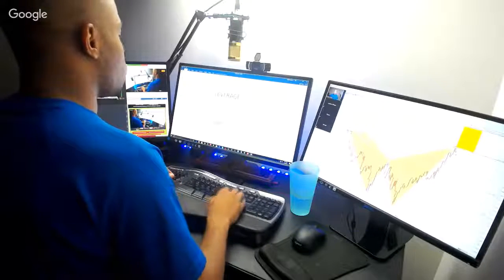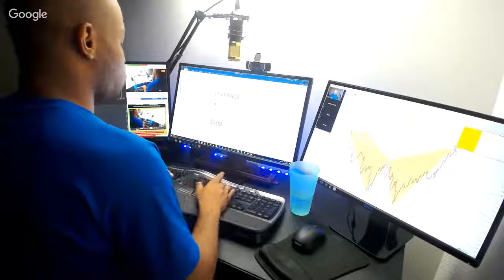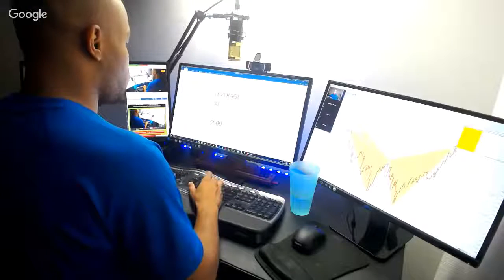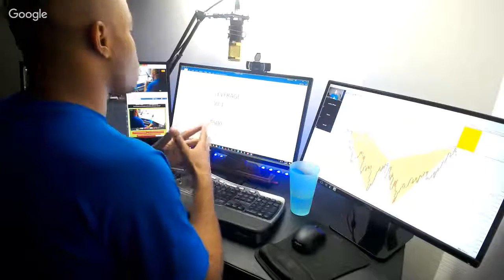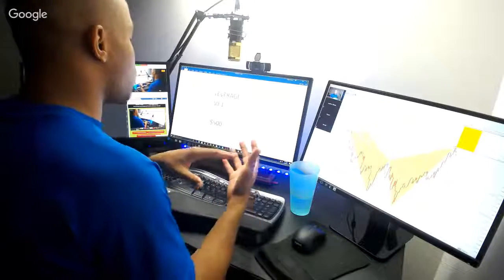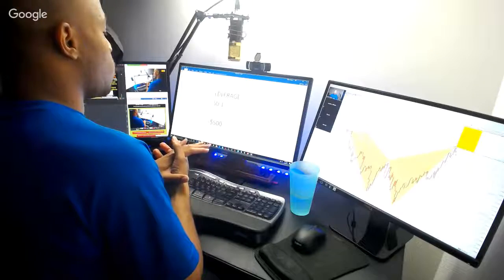Now, this is how leverage works. In the United States, we have what's known as 50-to-1 leverage, okay? So basically, for every $1 you put in, you can control up to 50 times that. So that's nice.